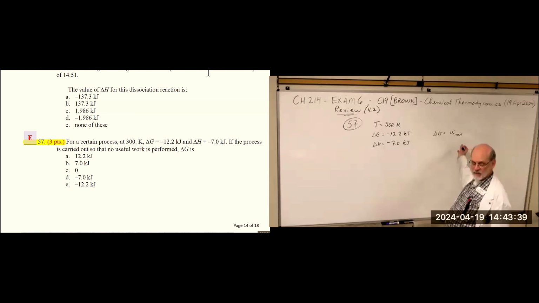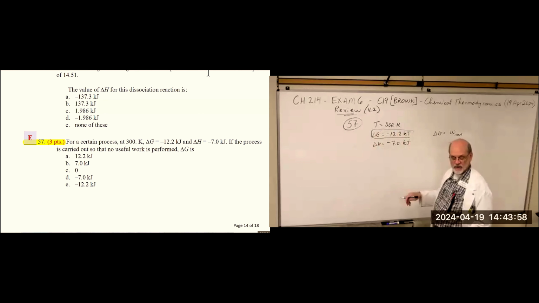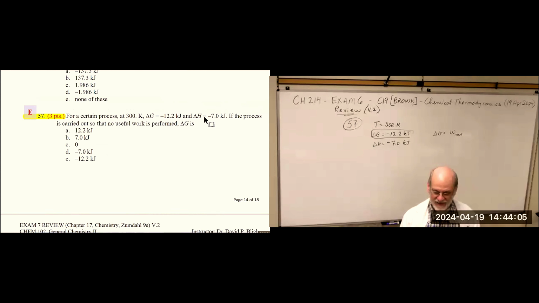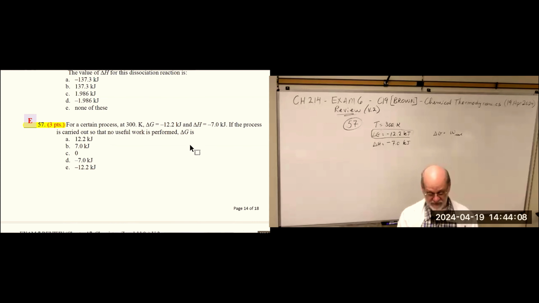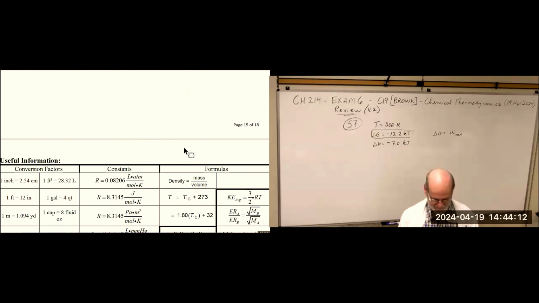Just because you didn't get any work out of it doesn't mean delta G is different. Delta G is the same as it was before. We just didn't get any work out of it. We lost all this maximum work to something, heat. So delta G is still minus 12.2 kilojoules, whether we got work out of it or not. It's a trick question.